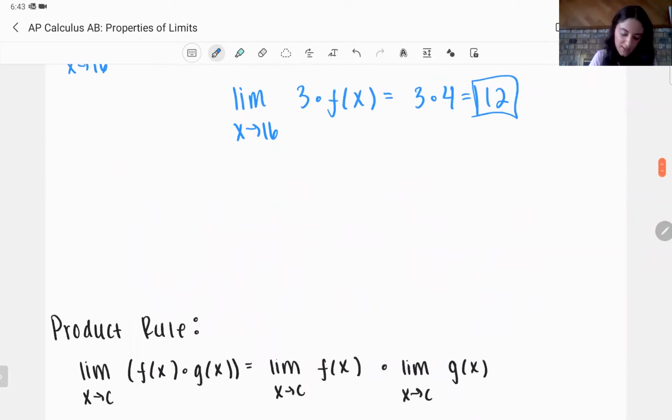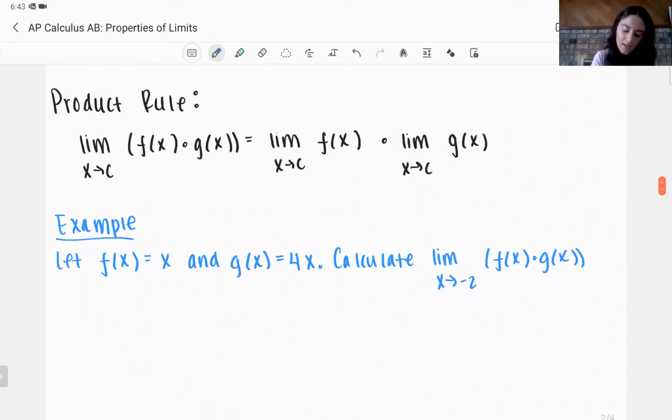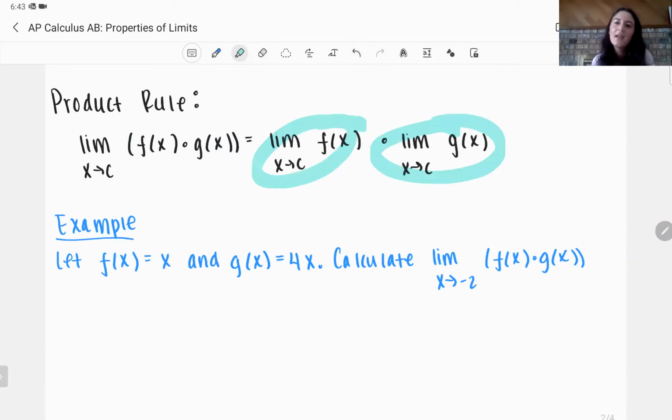Okay, next rule, the product rule. This says that if we're asked to calculate the limit of two functions that are being multiplied by each other, we can just calculate each limit separately and then multiply the final answers.